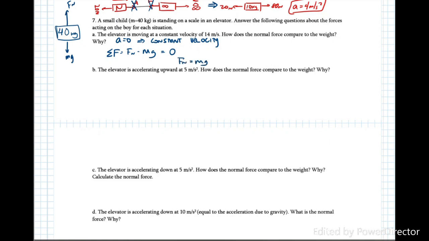So in the case of moving at constant velocity, whichever direction we're moving, or if we're at rest, the normal force is going to be equal to the weight. Those forces are going to be balanced.